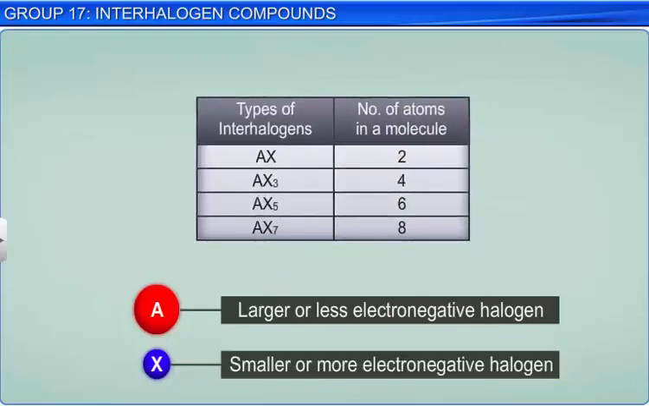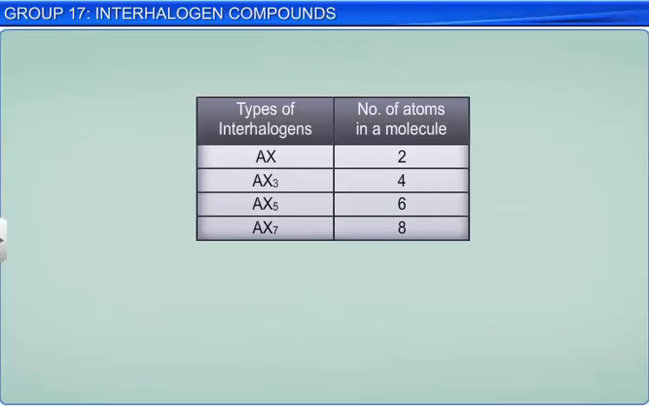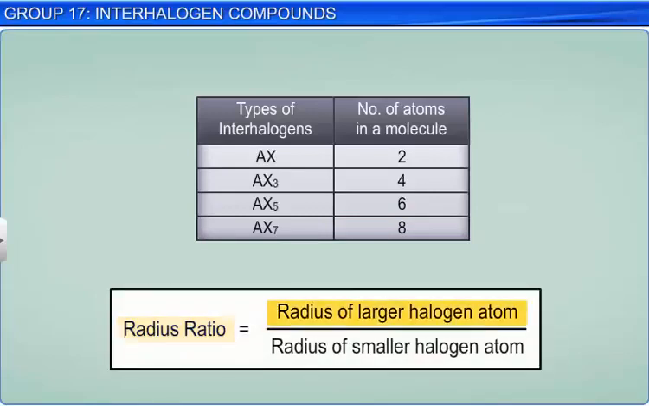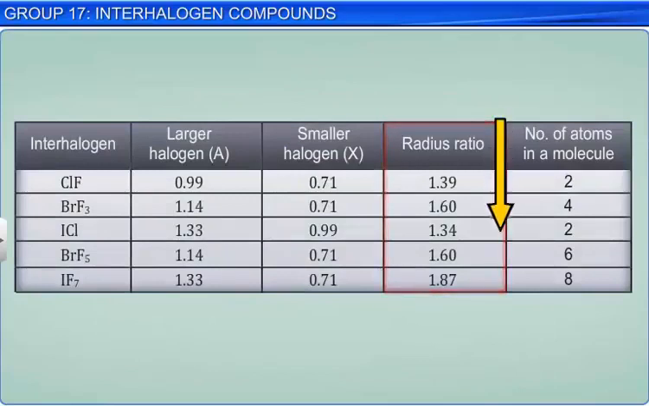The number of atoms in a molecule can be known with the radius ratio. Radius ratio is equal to the radius of the larger halogen atom upon the radius of the smaller halogen atom. As the radius ratio increases, the number of atoms per molecule also increases. So, among interhalogen compounds, iodine heptafluoride has the largest number of atoms per molecule as it has the highest radius ratio.